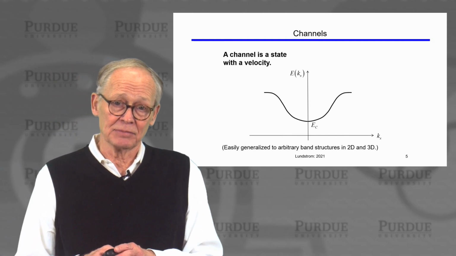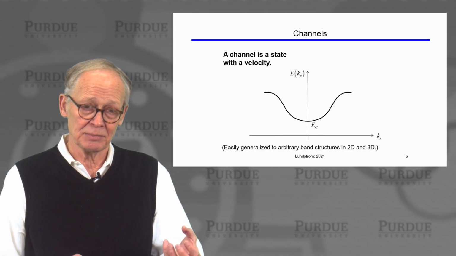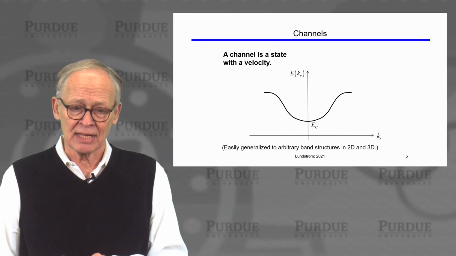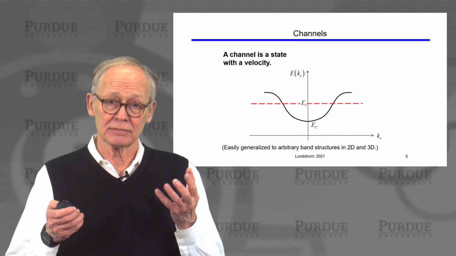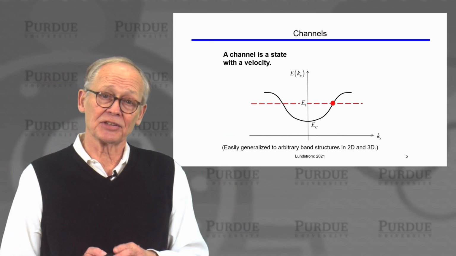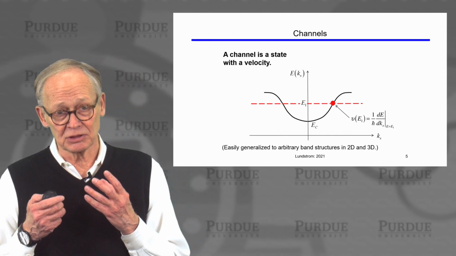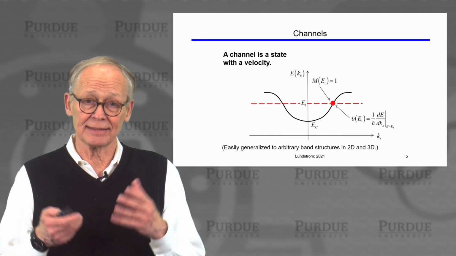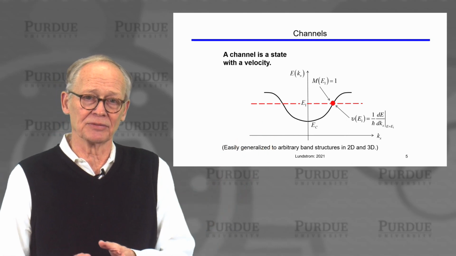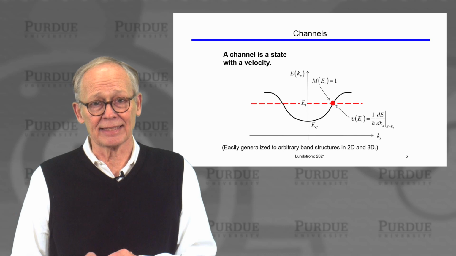We also had this quantity M of E, the number of channels. And as we discussed, a channel is simply a state that has a velocity. It's a state that an electron can reside in, but the electron must be moving to carry current. So let's look at this simple E-k relation for a 1D semiconductor. And let's ask ourselves, at the energy E, is there a channel? Well, if we look to the right at the positive ks, we can see that there's a state at that energy. We can see that that state has a velocity because velocity is proportional to the slope, dE/dk. So it's a state with a velocity. There is a channel in this case. There's also another state with a velocity in the negative direction, but we only count the number of channels flowing in one direction. We know that there's an equal number in the opposite direction. So a channel is a state with a velocity.